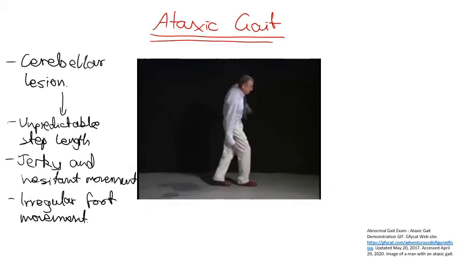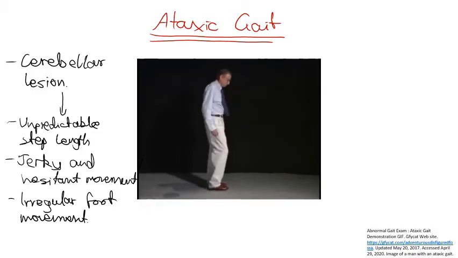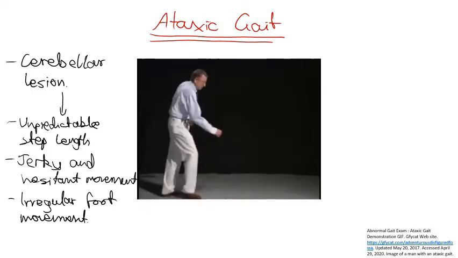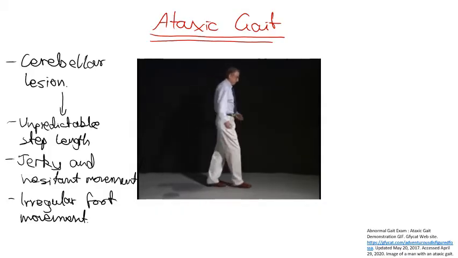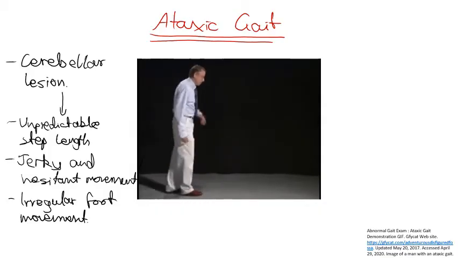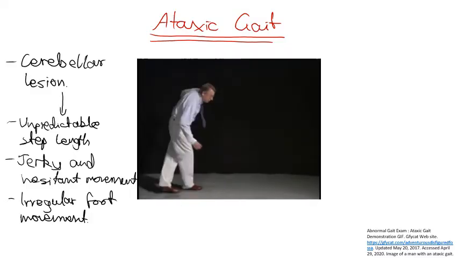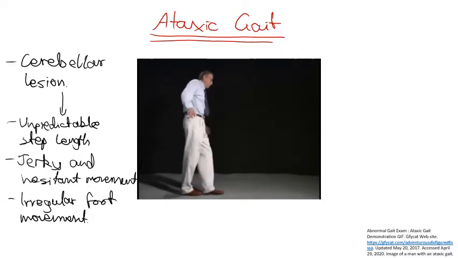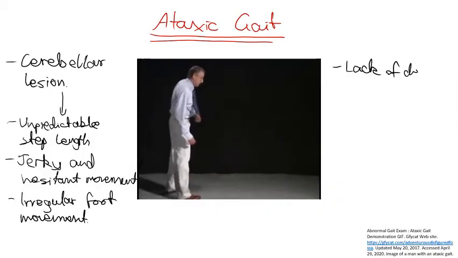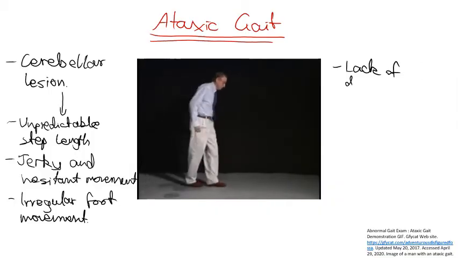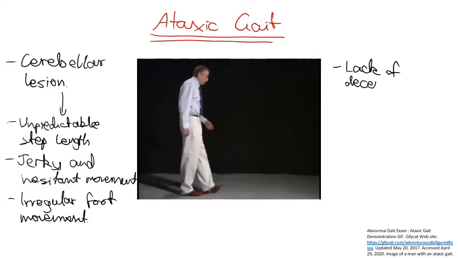Now, another aspect to consider with the ataxic gait is that in addition to all of these pathologies or effects on the legs and feet, there are also effects on the trunk as well, because if you think about it, this is a condition that affects the brain. So all parts of the body are going to be affected. In addition to all of these leg effects, we also see a lack of deceleration. So the person is unable to decelerate themselves. If they pick up speed, it's unlikely that this person is able to slow down.